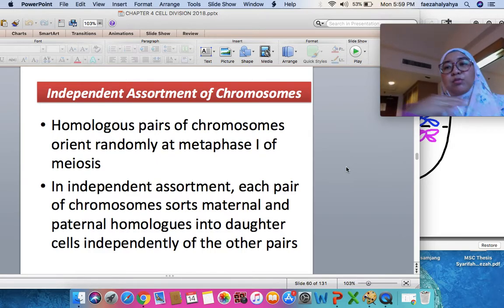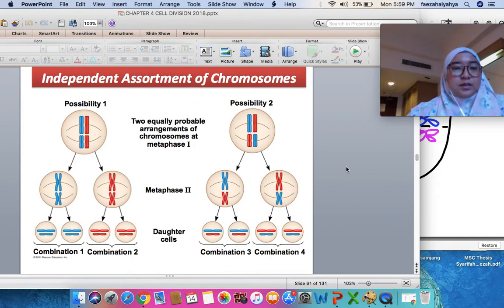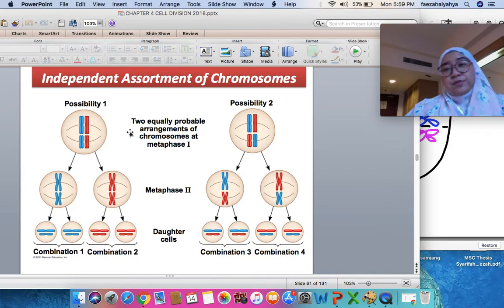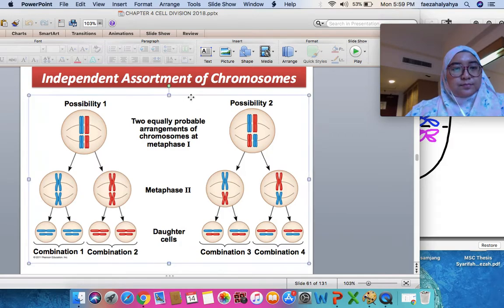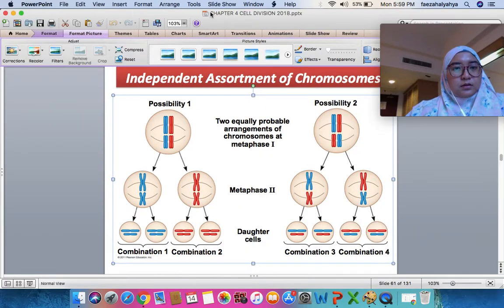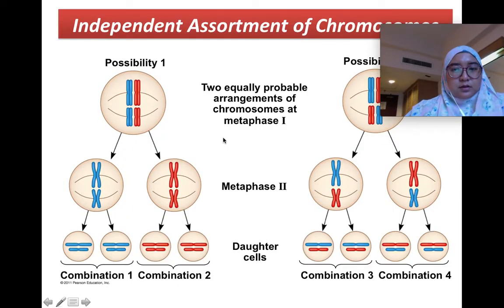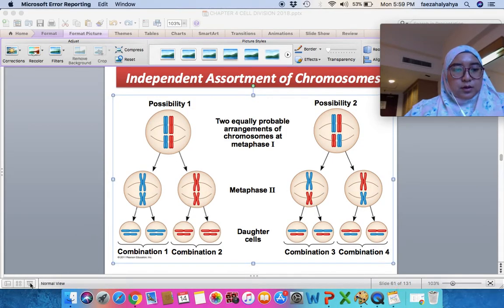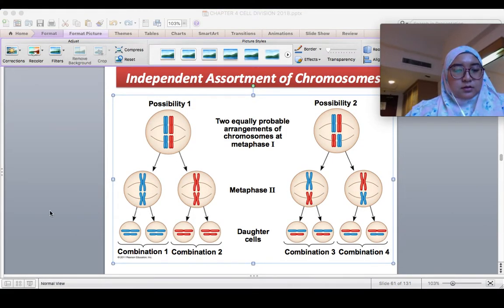Cara kromosom tu beratur dekat metaphase plate tu macam mana. Right. So this is first possibility. Second possibility. Cuba kita besarkan. Oh, jam pula. Okay. Possibility 1. Dia beratur macam ni. Biru belah sini, merah belah sini. First, contoh. This is paternal set. The other one is maternal set.